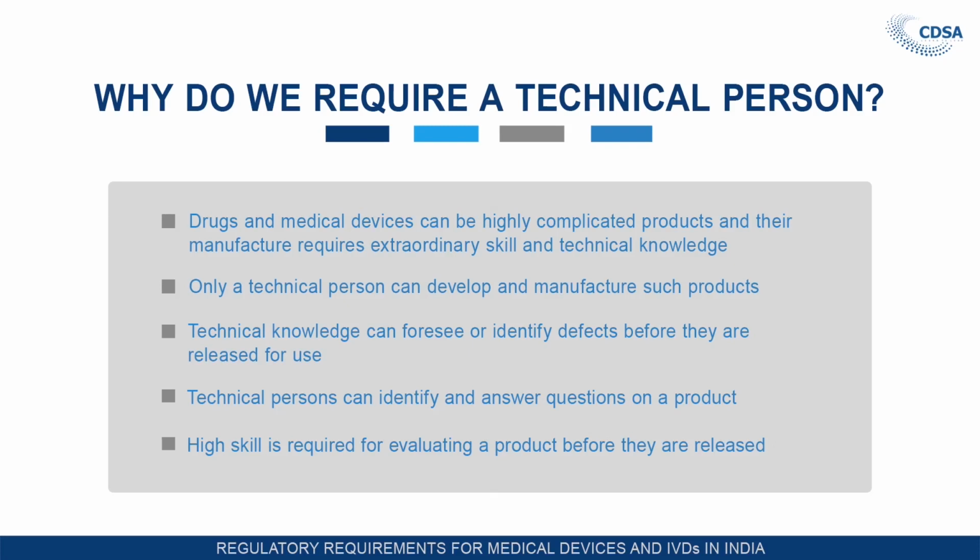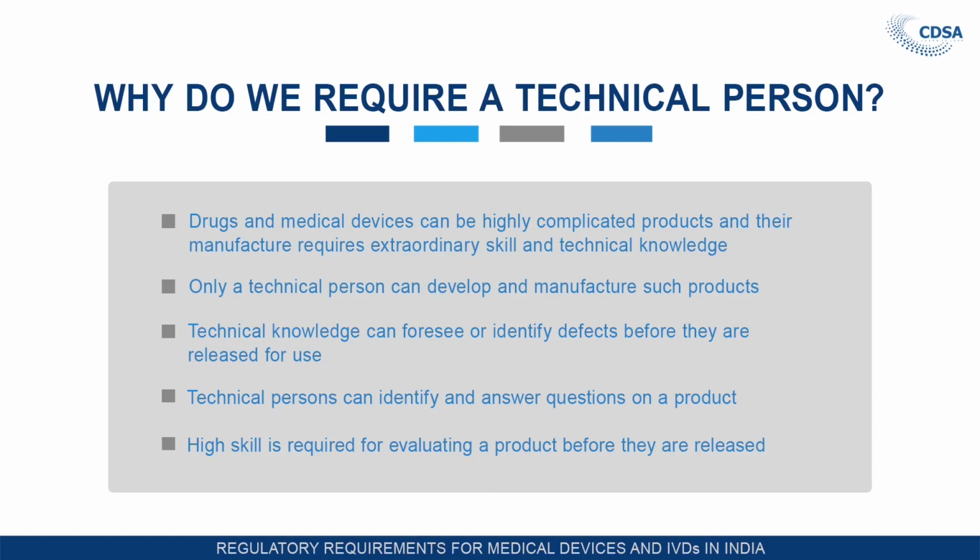Remember, a product which is a drug or a medical device has been designed and developed before its commercial production by highly technical scientists and people who have knowledge of those products. Therefore, the manufacture of these products also requires highly technical personnel. Technical knowledge can foresee or identify defects before they are released for use. That means while it's being manufactured, you can understand the defects that may develop during manufacture and stop those products from going to the market.